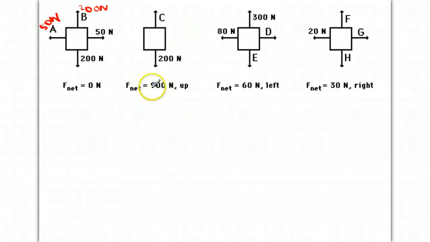Okay, F net is 900 newtons going upward. So if I have 200 moving downwards, then I'm going to need 1100 moving upwards because they're going to subtract from each other, canceling by 200.